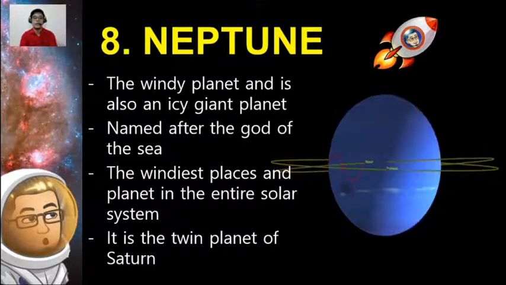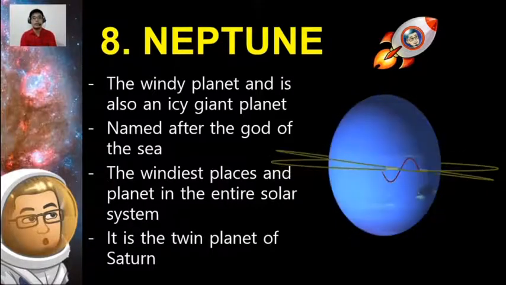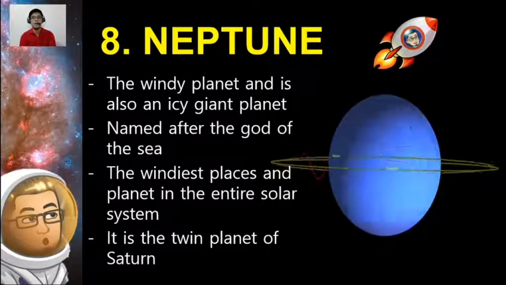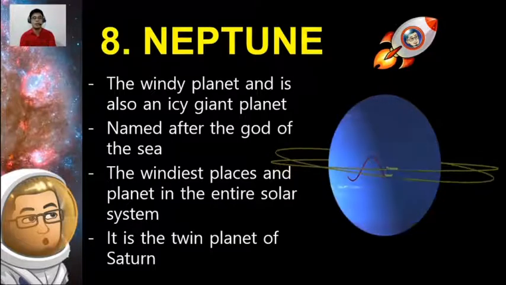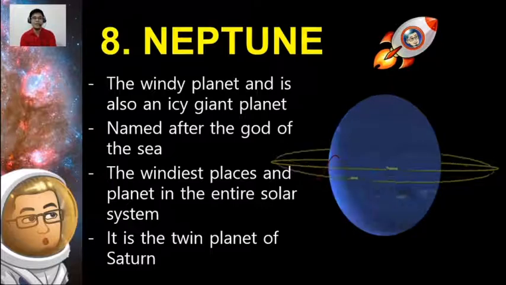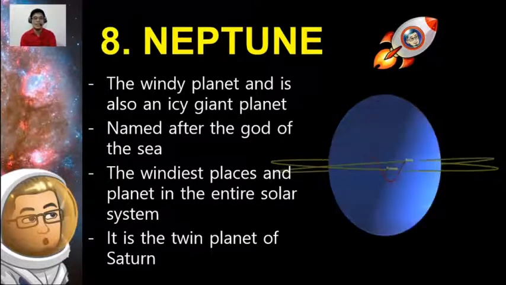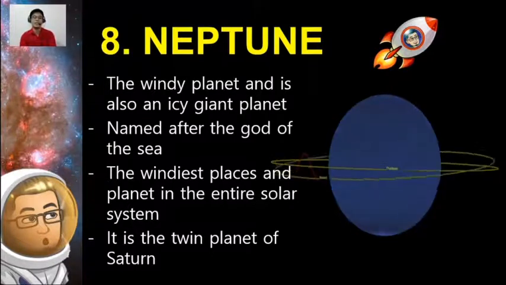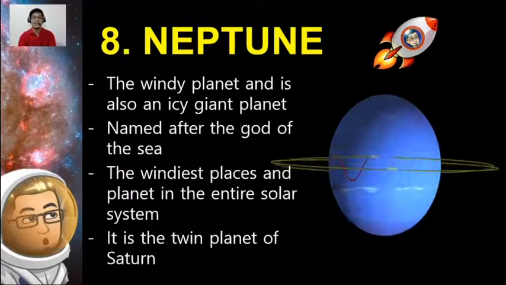And it is known as the twin planet of Saturn. So kung meron kang kaibigan na medyo mahangin minsan, pwede mong sabihin na pag nagmamahangin siya, ay nagne-Neptune na naman siya. Because Neptune is the windiest planet and the windiest place in the entire solar system.